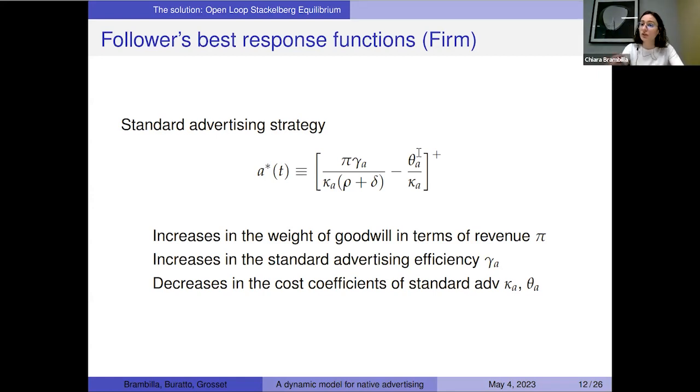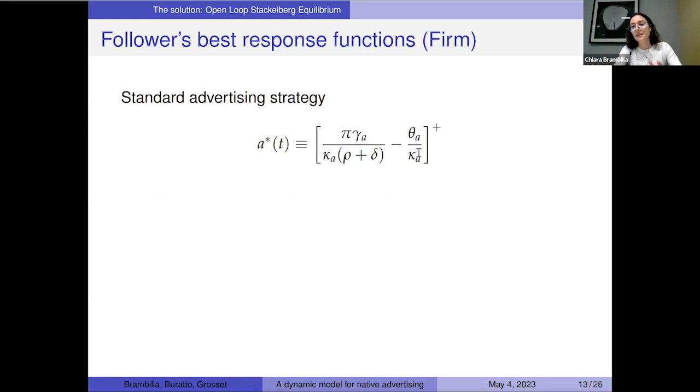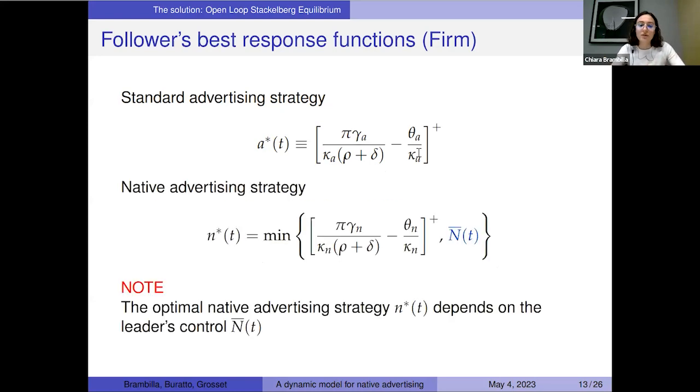Maximizing the current Hamiltonian function of the follower that we have seen before. Now, with respect to the native advertising flow, we obtain a kind of similar result. Because if we just look at the first value inside the minimum brackets, we can see that this value is very similar to the standard advertising strategy, just with different efficiency parameter gamma n and cost parameters theta n and kn. So the sensitivity analysis is the same for this threshold.